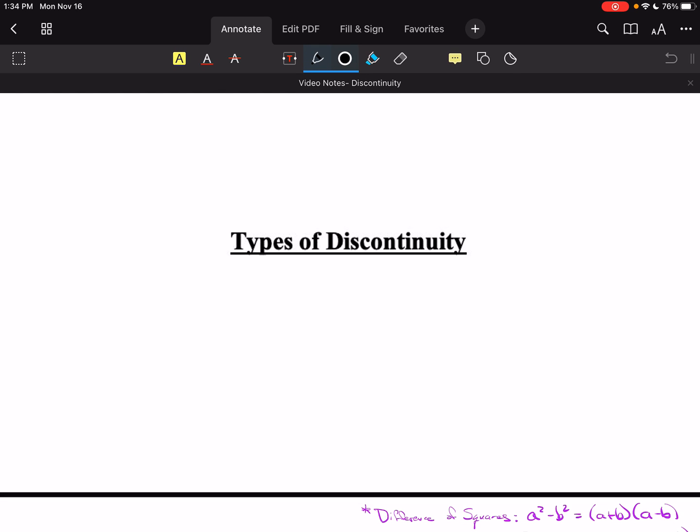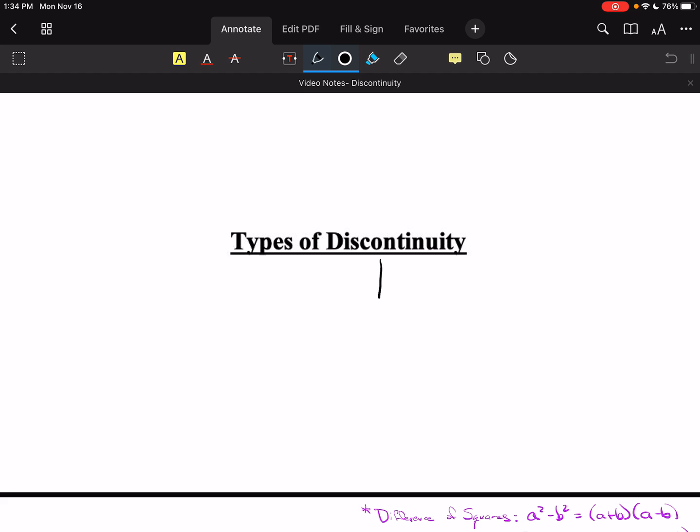All right, so we're going to look at types of discontinuity. Now, we have a lot of problems to get through today, so I'm going to go kind of quickly. If you find that I'm moving too fast for you, just pause the video and kind of catch up. But I want to try and make the video as short as possible while also getting through everything.